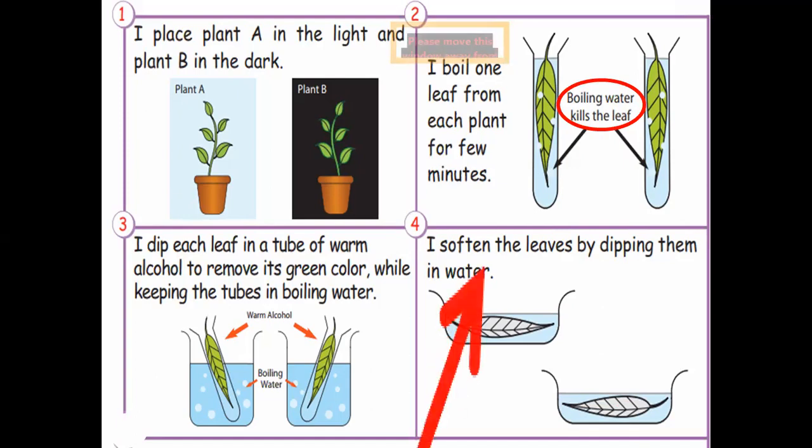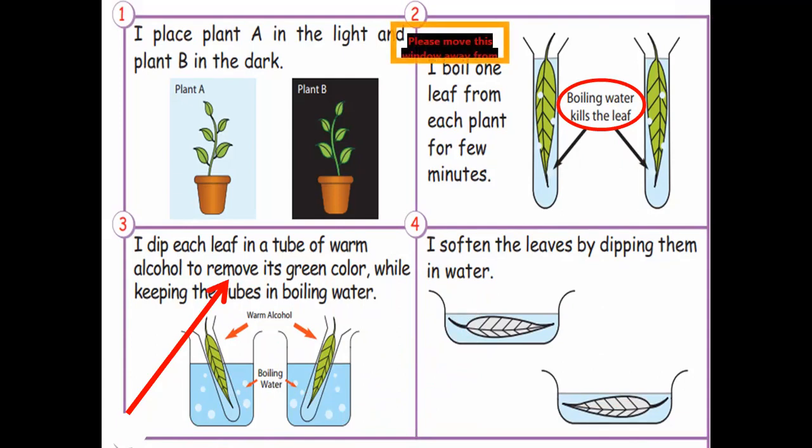Step number 3, what did we do? We dip each leaf in a tube of warm alcohol. Warm alcohol is used to remove the green color of the leaf. We dip them in a tube of warm alcohol, but we keep them in boiling water. So we have boiling water and warm alcohol. Here we kill the leaf by boiling water. Second step, we remove the green color of the leaf by warm alcohol.